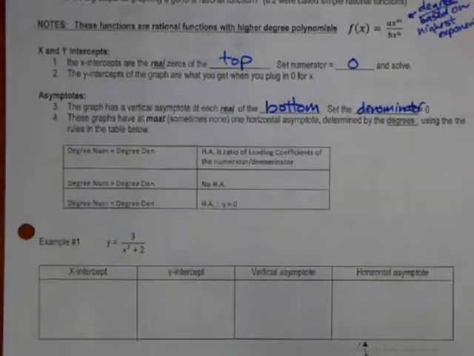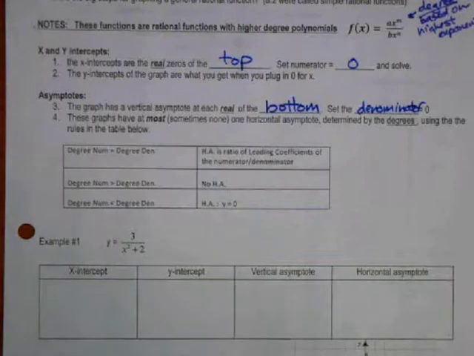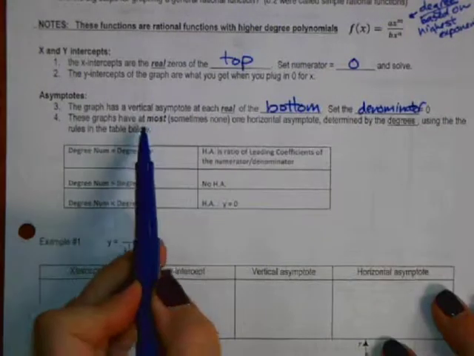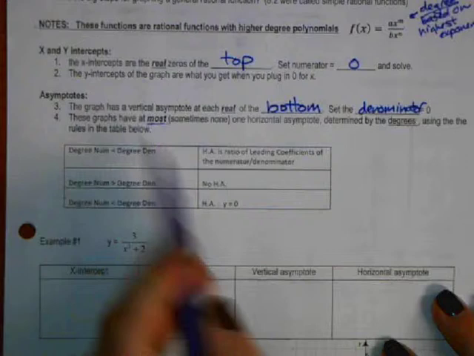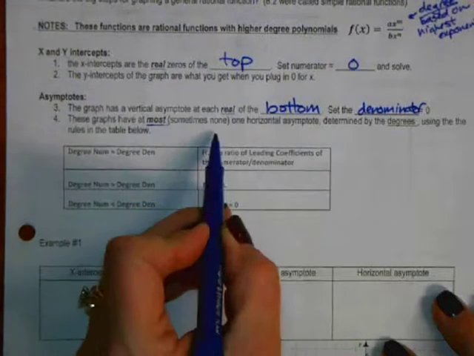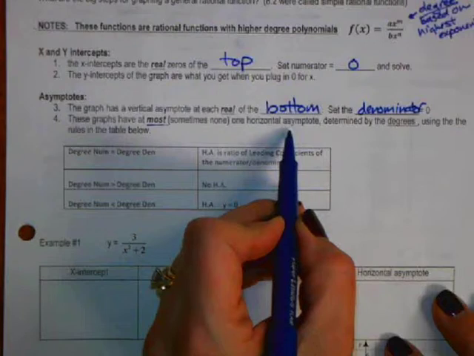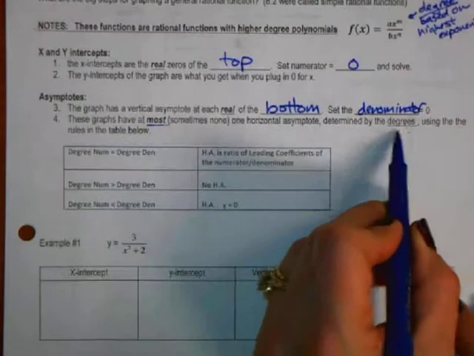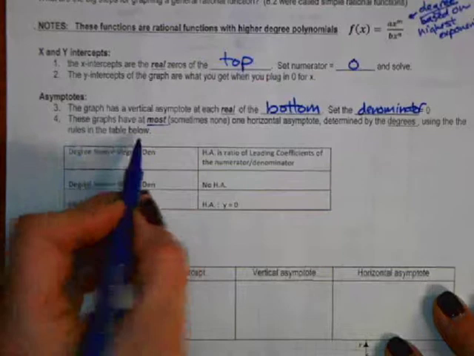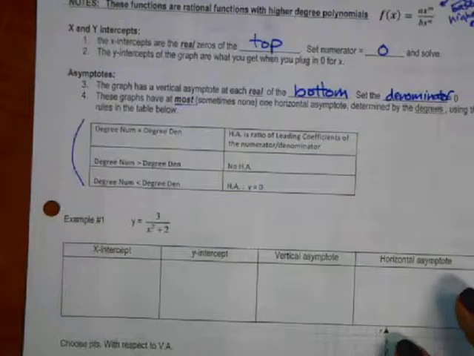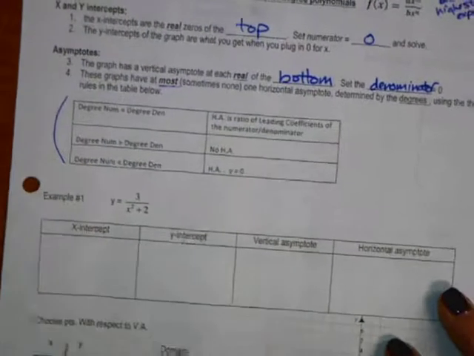These graphs are going to have 1 branch, 2 branches, 3 branches. They'll have all kinds of funky things going on, depending on the power, the degree. These graphs have at most, sometimes none, 1 horizontal asymptote. They might have 1, they might not have any. It's determined by the degrees, using the rules in the table below. So you're going to be using these rules.